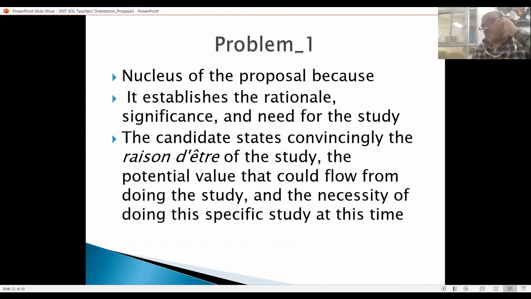Then we come to problematics. This problematic is the nucleus of the research proposal. Why is it the nucleus? Because it establishes the rationale, the significance and need for the study. It tells our readers, normally the professors, the raison d'etre of the study, the main reason why you are carrying out the study, the potential value that could flow from it, and also what is the necessity of doing this specific study at this time.